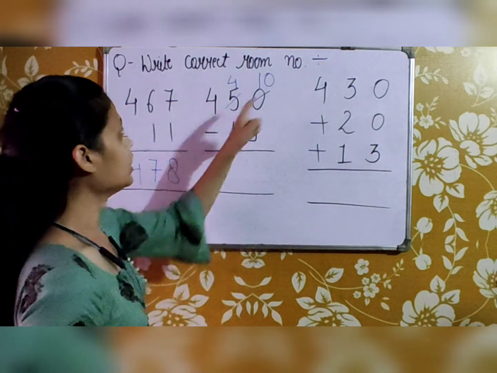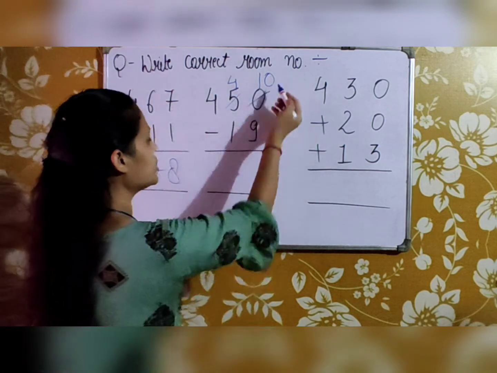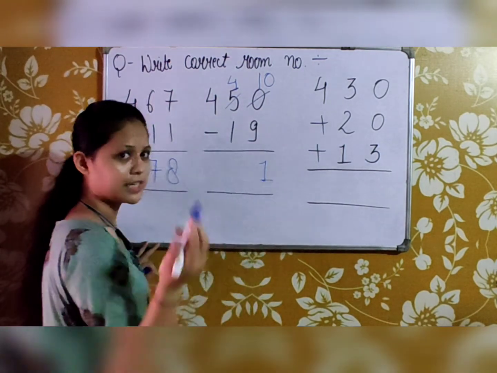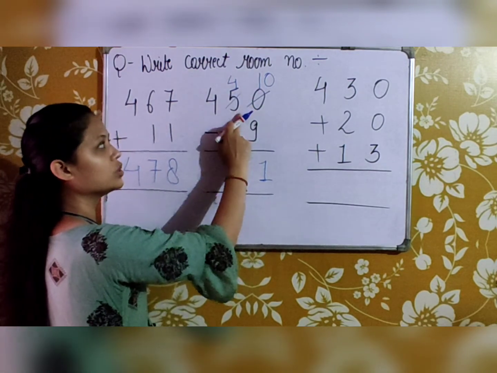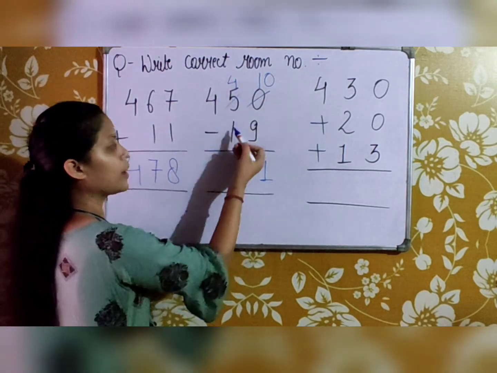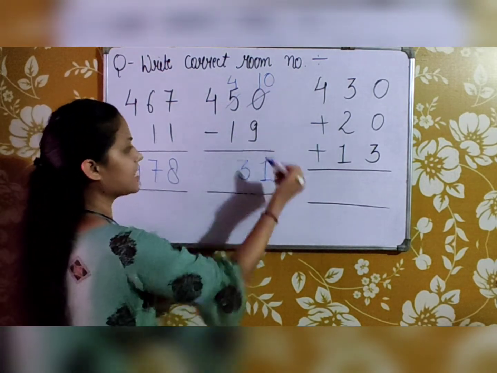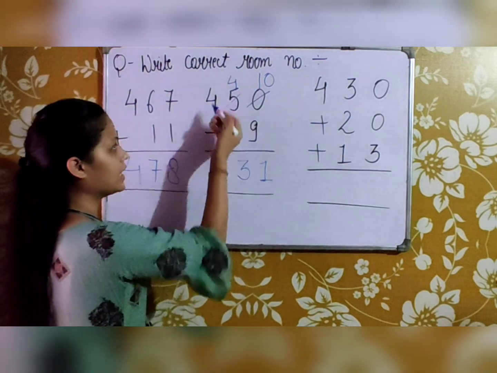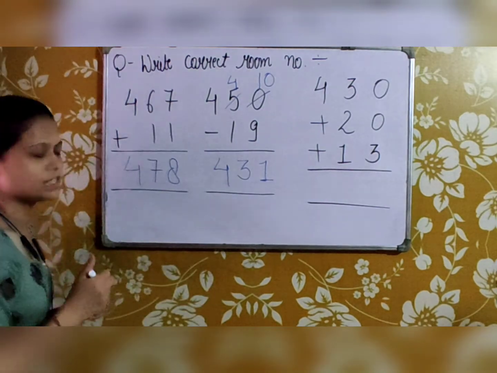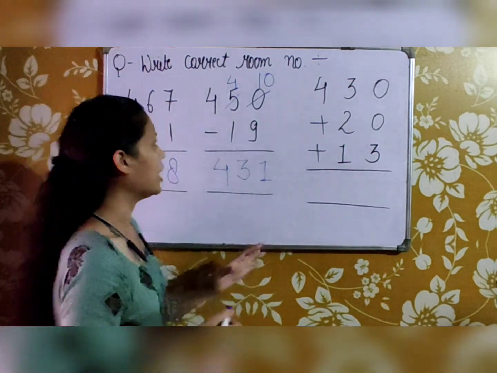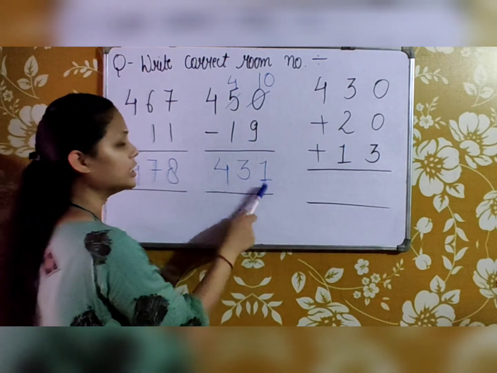Correct? So now we will subtract. 10 minus 9, we can subtract now. 10 minus 9 is 1. Then 4 minus 1. Here we have borrowed 1, so 5 has now become 4. 4 minus 1 is 3. Then this 4, there is nothing below 4, so 4 will come like this. So the answer is 431. So 450 minus 19 is 431.